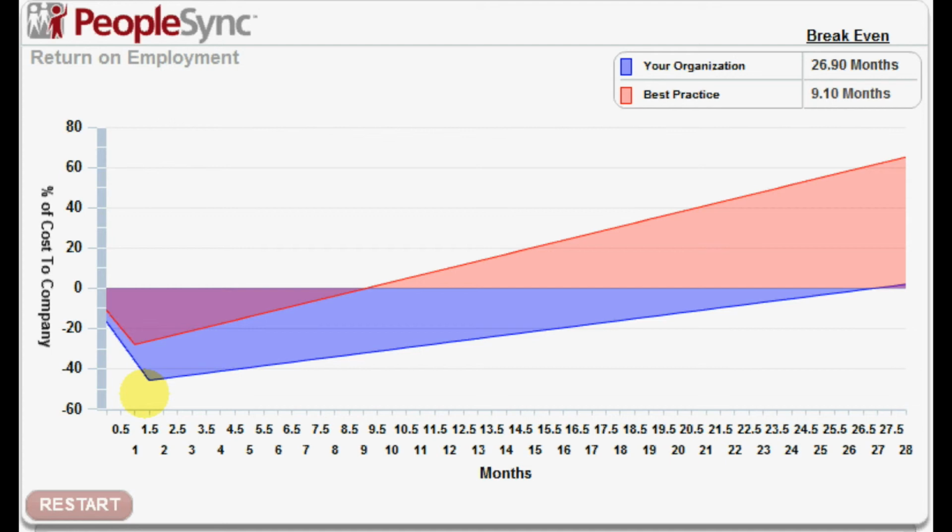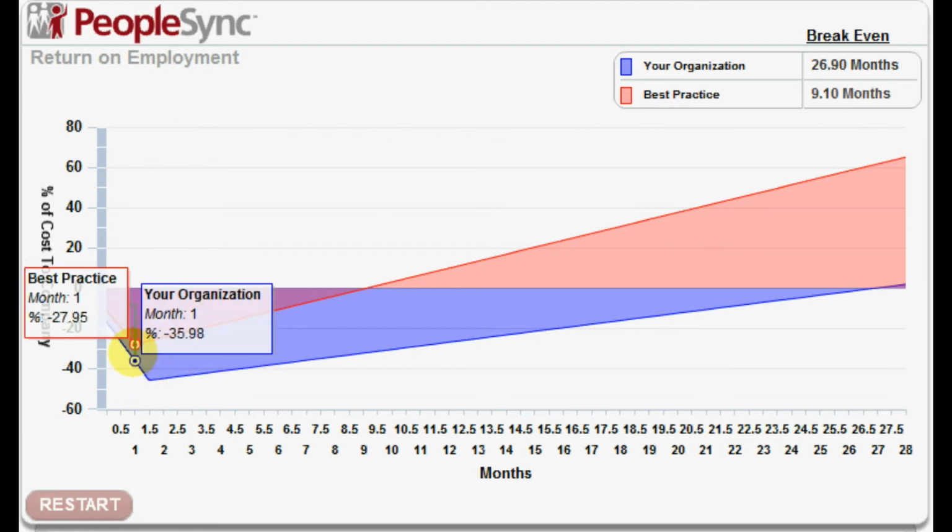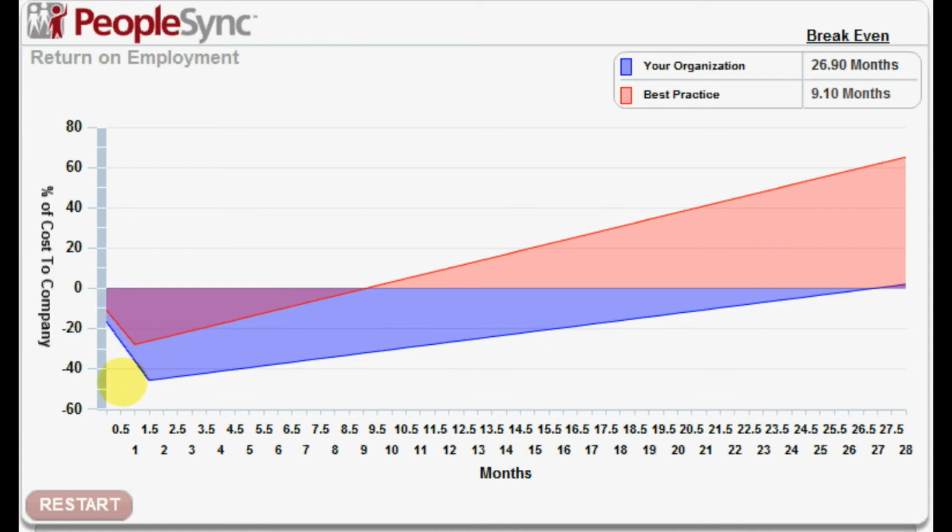Our research shows that the best practice is 1 month and just under 28% of cost to company. With the same $30,000 salary, that represents nearly $6,000 in cost savings. We then see the lines slope up and to the right, with the pink best practice line being steeper than our case study. Our hospital group achieves break-even in just under 27 months. This means that they need to keep their people for over 2 years before they break even, whereas best practice is just over 9 months.